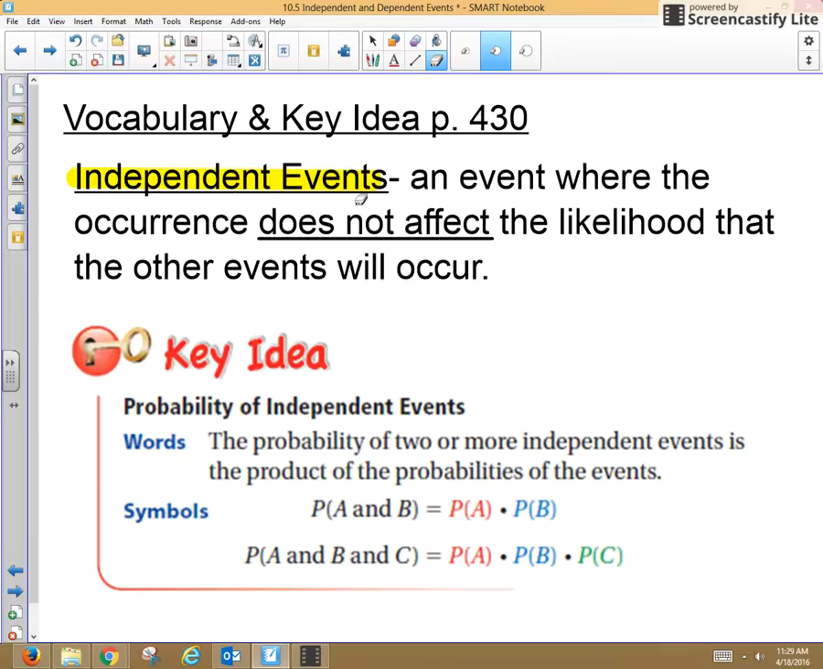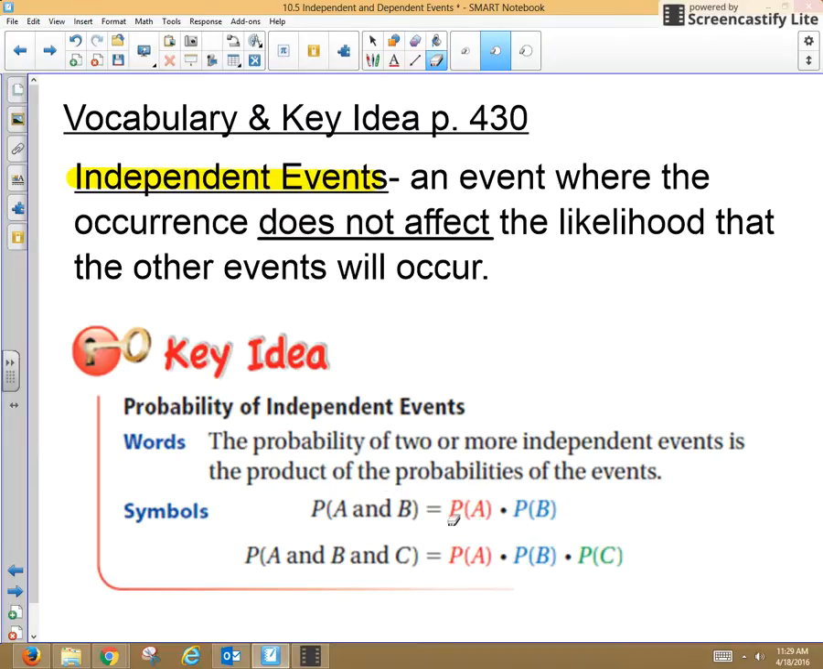An independent event is an event where the occurrence does not affect the likelihood that the other events will occur. So if we study the words, it says the probability of two or more independent events is the product of the probabilities of the events.